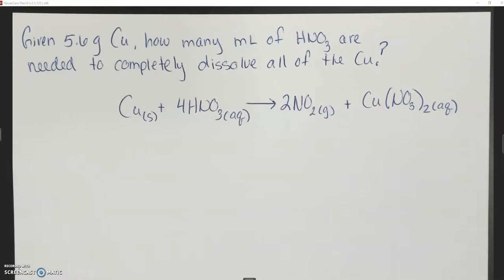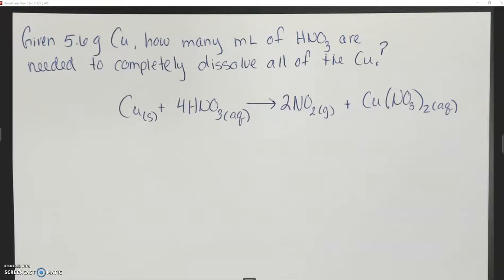In this video, we are going to go over how to do the first question of your pre-lab for our first guided inquiry experiment. This question is not exactly like what you're going to see on the pre-lab, but it's very, very similar. I've just changed a few numbers. So let's read the question. Given 5.6 grams of copper, how many milliliters of HNO3 are needed to completely dissolve all of the copper? And we're given that equation down below.